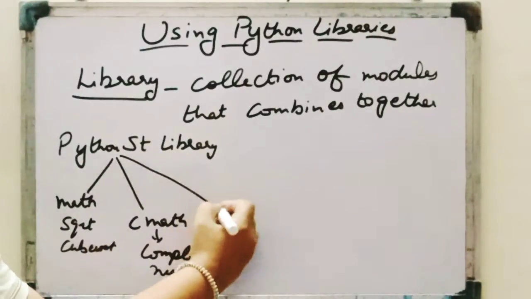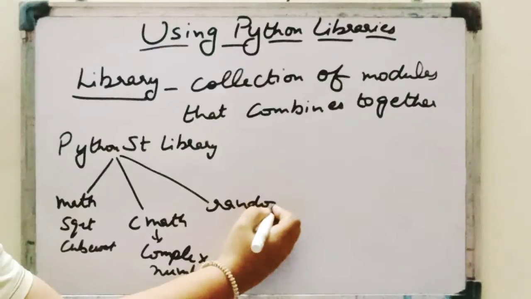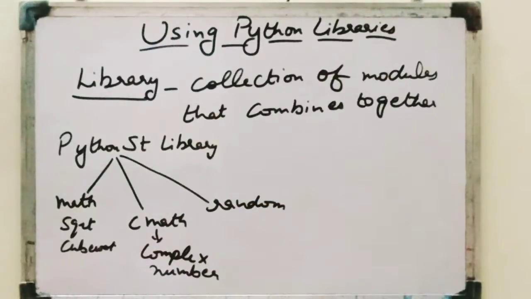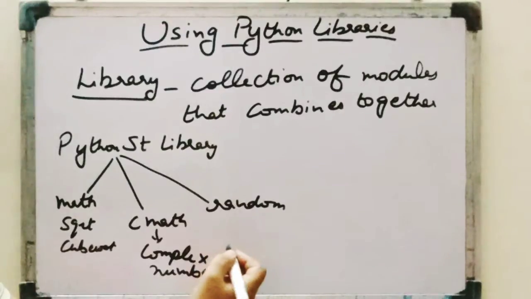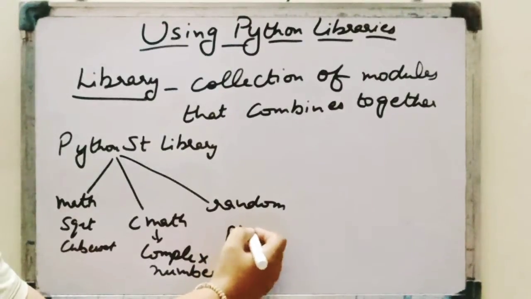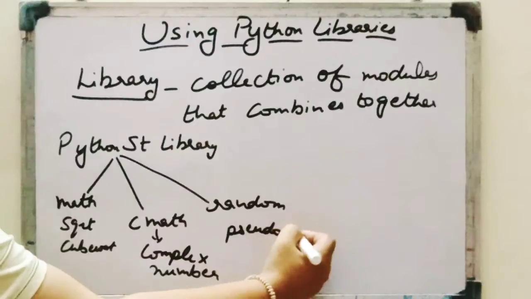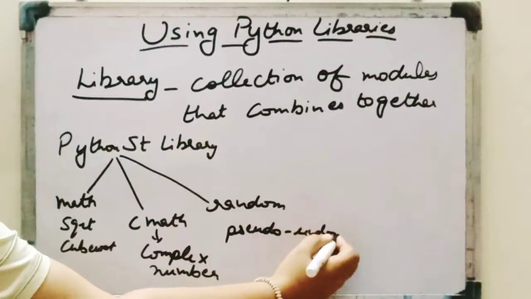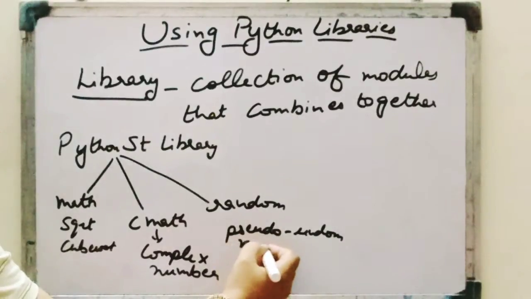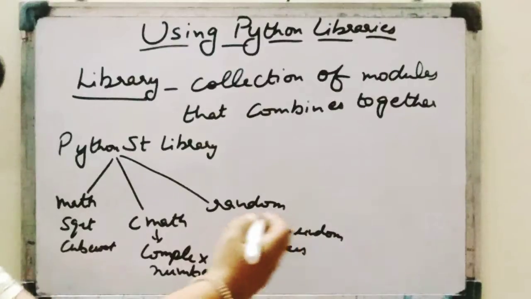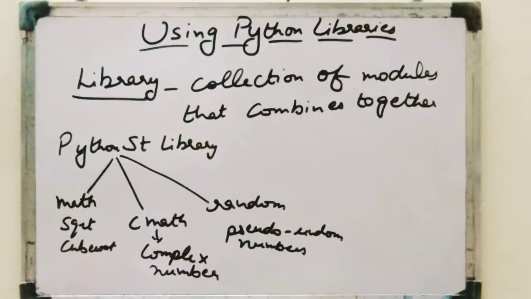Then there is a random module. In the random module, we have functions used to generate pseudo random numbers. So this random module is used for generating pseudo random numbers. Okay, so these are all some Python standard libraries.